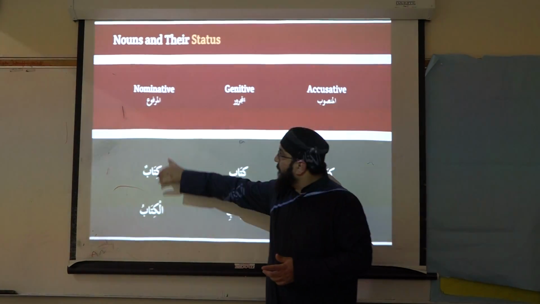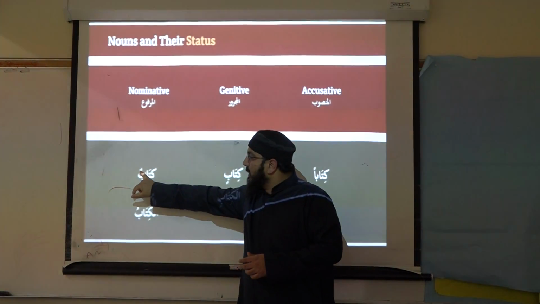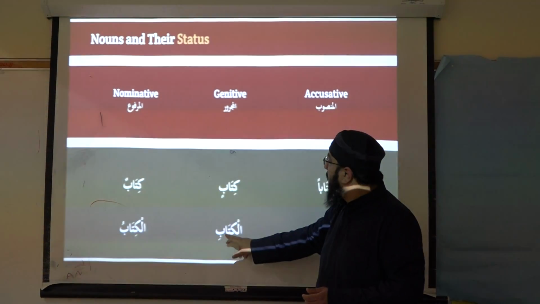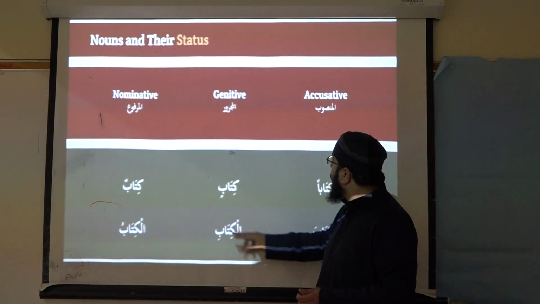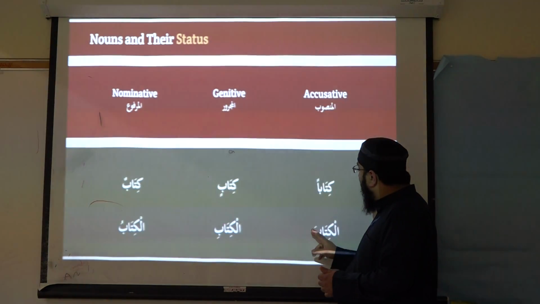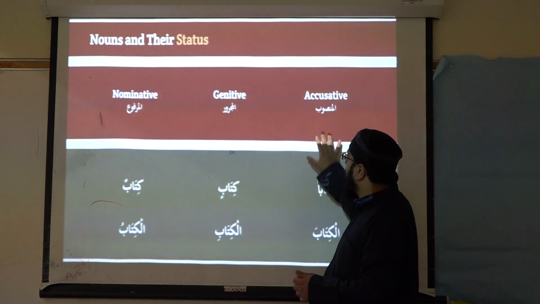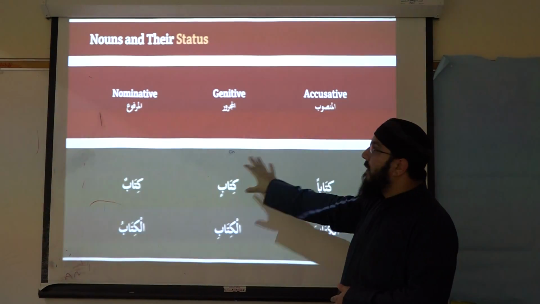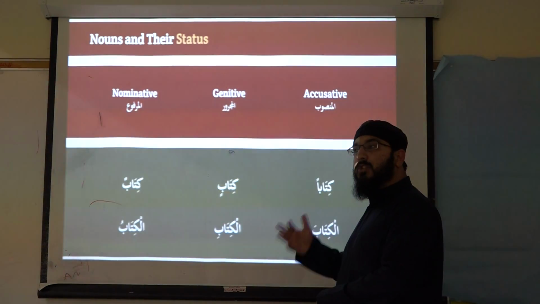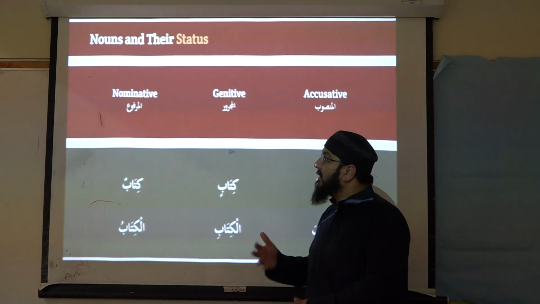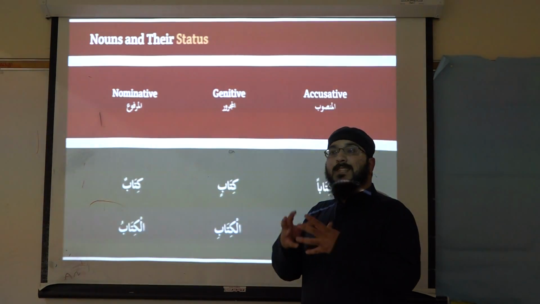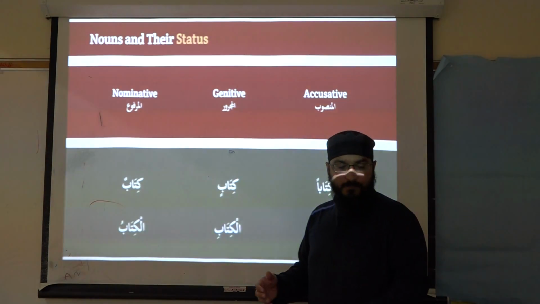The first one, nominative, takes a dhamma or an u sound or an un sound. Genitive takes an e sound or an in sound, and the accusative takes an a or an an sound. Okay, those are 3 different states. This does not affect meaning. It's just a necessary concept you need to understand in order to understand sentence structure.